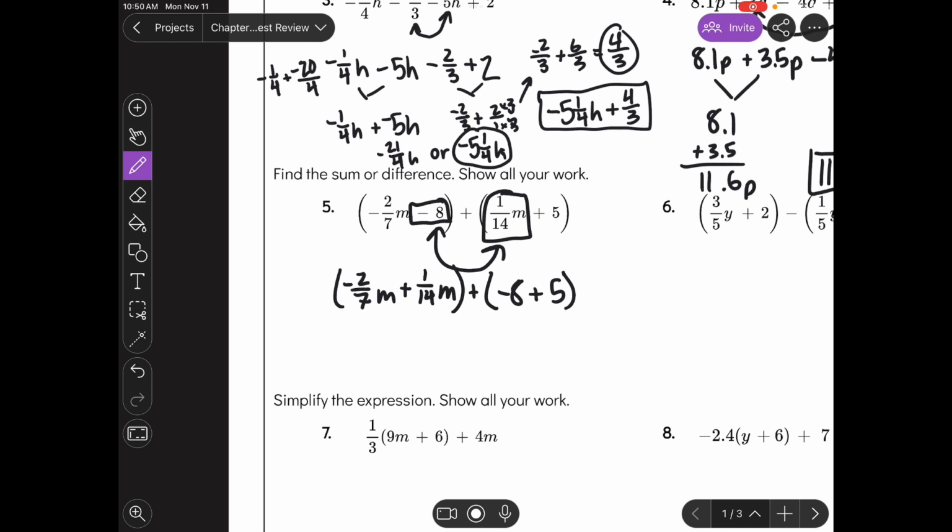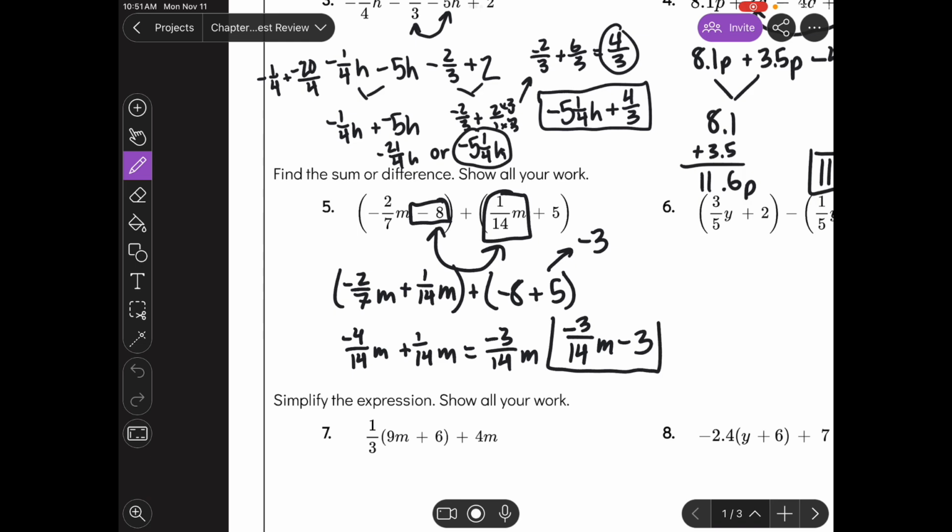To make these common denominators, this is going to end up being negative 4/14 m plus positive 1/14 m. That is going to result in negative 3/14 m. Negative 8 plus positive 5, that's going to result in a negative 3. To make my simplified expression, I'm just going to write it together.